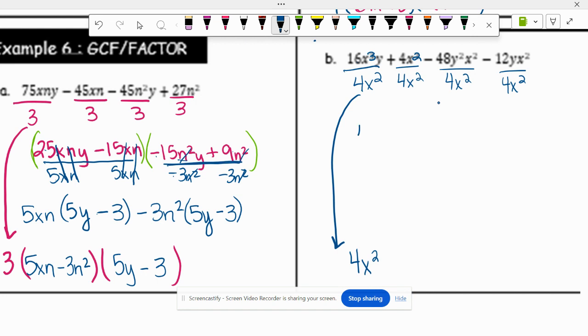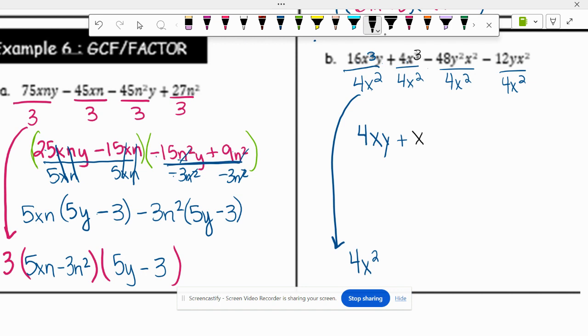So now let's see what we have left. 16 divided by 4 is 4. X cubed divided by x squared is x, and the y just comes down. 4x squared divided by 4x squared is just 1. No, this should be an x cubed. Sorry. Make this an x cubed. It's really bad when I blow them up. I need to make the exponents bigger. So 4x cubed divided by 4x squared is x. Sorry about that, guys and gals.